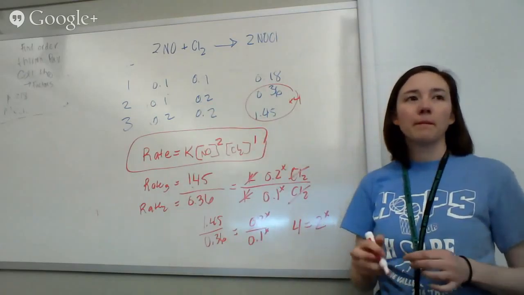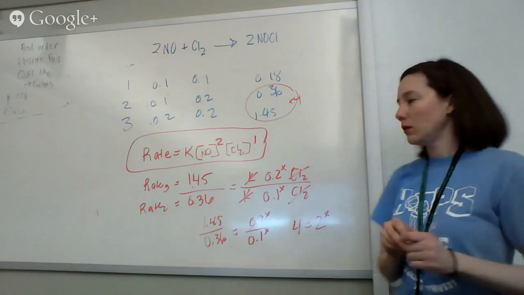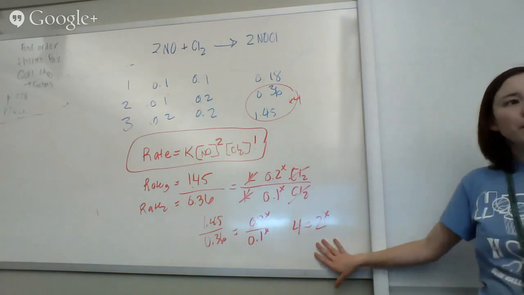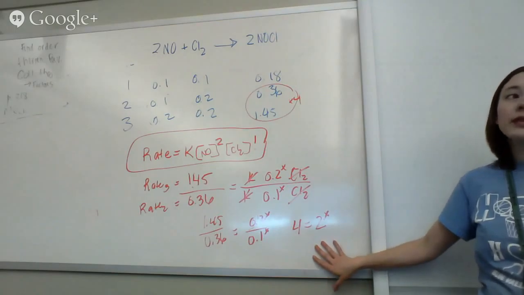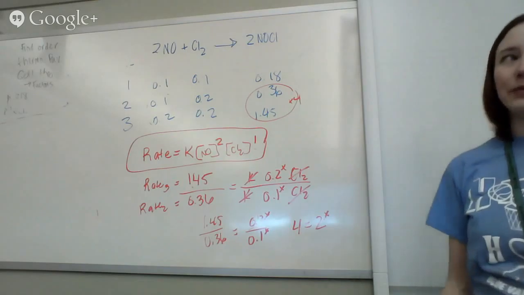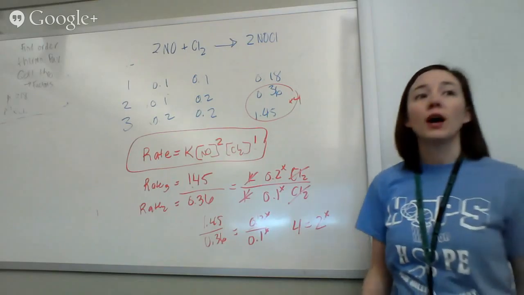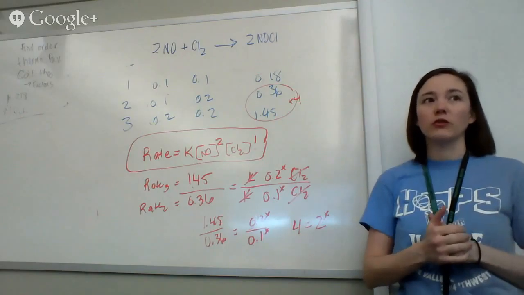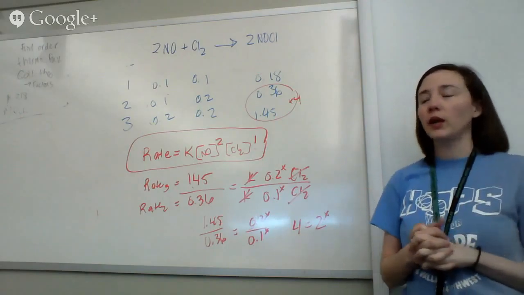We have like 4 equals 2 for x. Is there ever a possibility that x will not be a whole number? There is a possibility, that does happen, but it doesn't happen very often. So if you got something that's not a whole number, I would double check your work and make sure you didn't do the math wrong somewhere along the way.